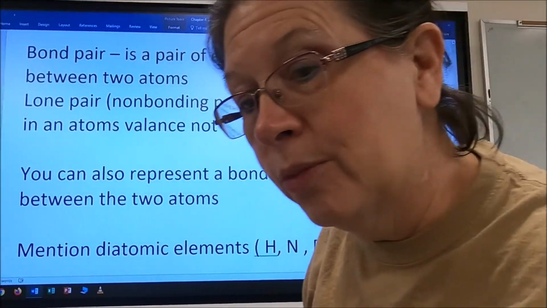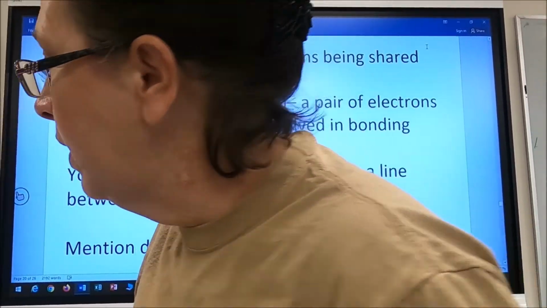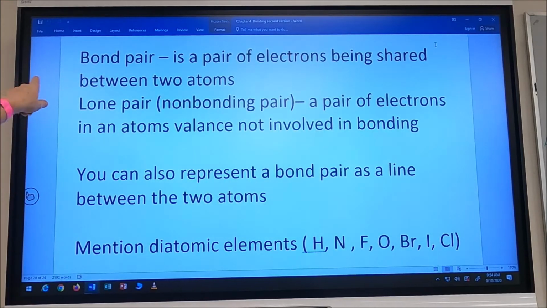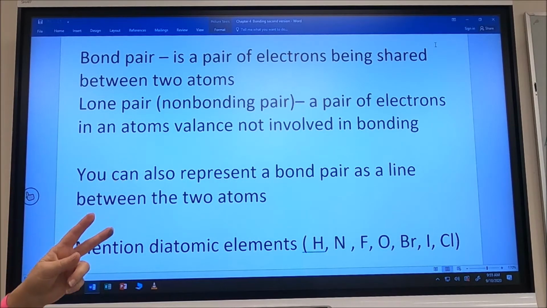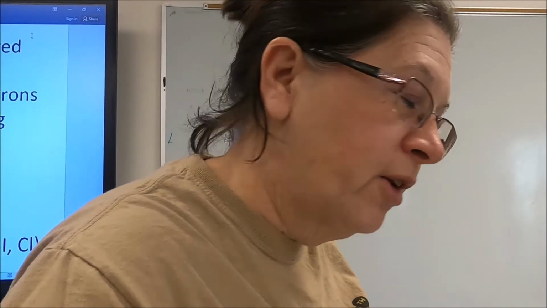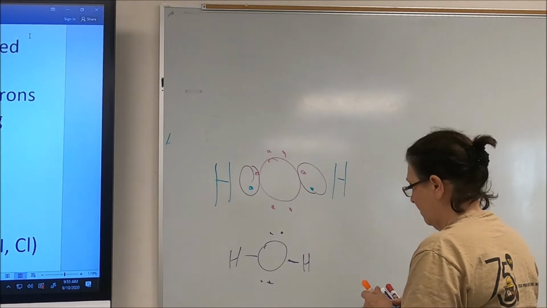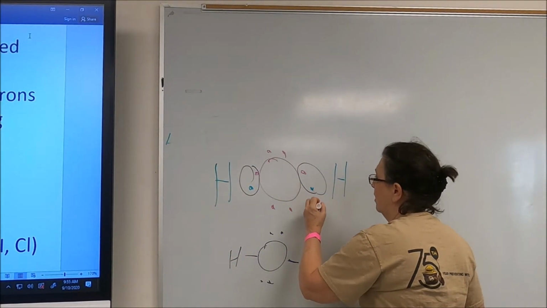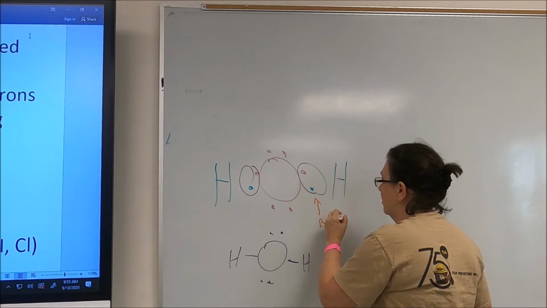Now let's talk about some terms we're going to use when we talk about covalent bonding. We're going to talk about a bond pair. It's a pair of electrons being shared between two atoms. A lone pair is a non-bonding pair of electrons. It's a pair of electrons in an atom's valence shell that aren't involved in bonding. So if we look over here at our water molecule, this is a bond pair.